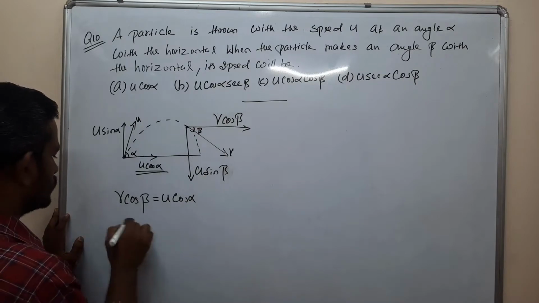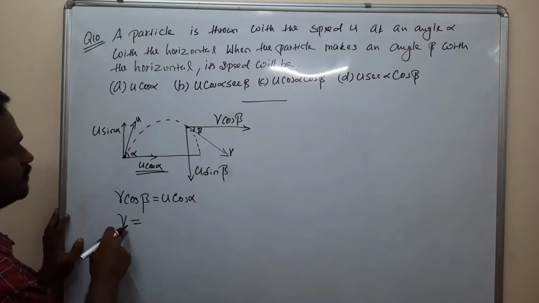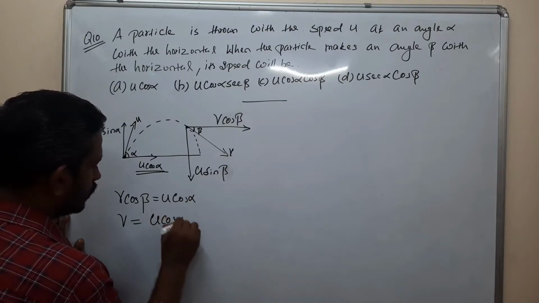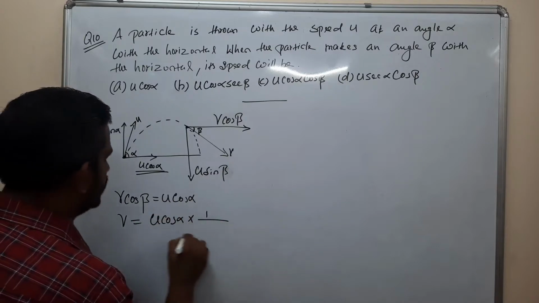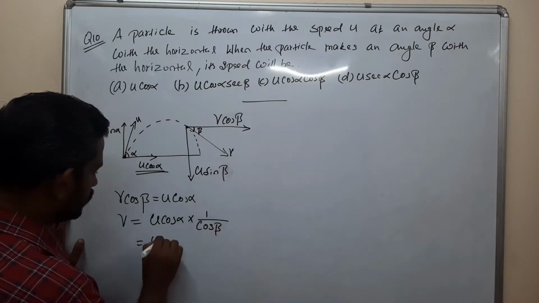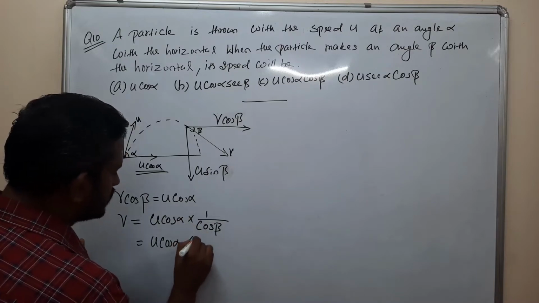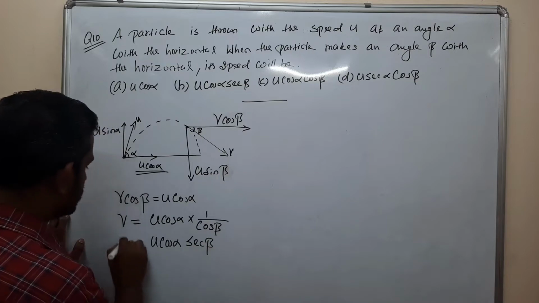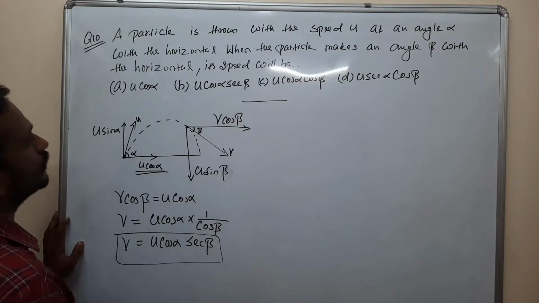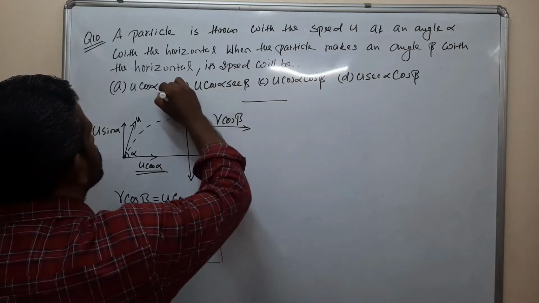So from this we can write v, the final speed we have to find, is equal to u cos alpha divided by cos beta. What is 1 by cos beta? That is secant beta. So v is equal to u cos alpha secant beta. The second option is the answer.